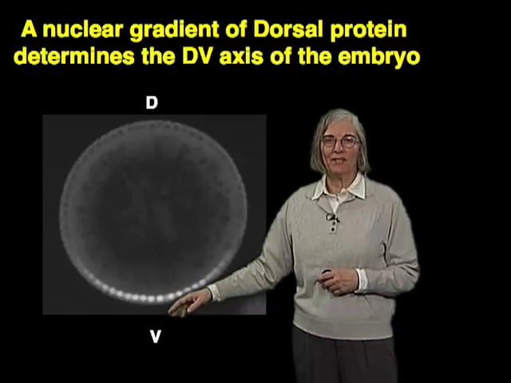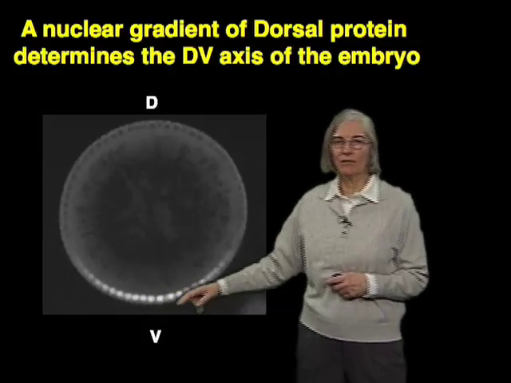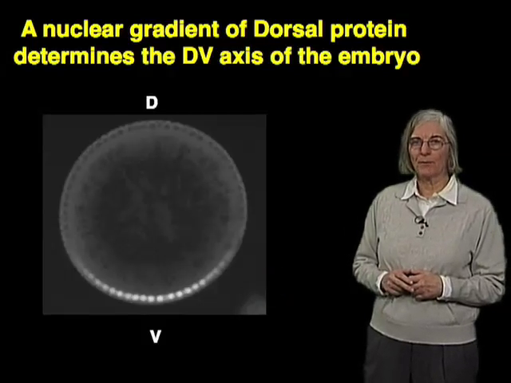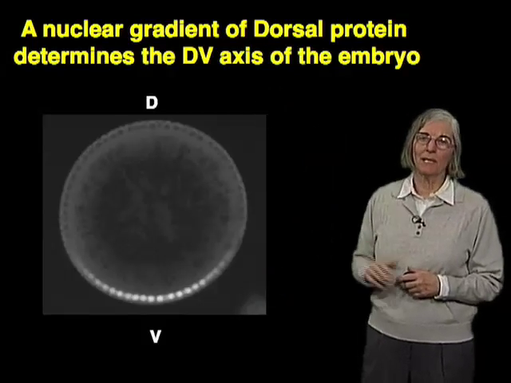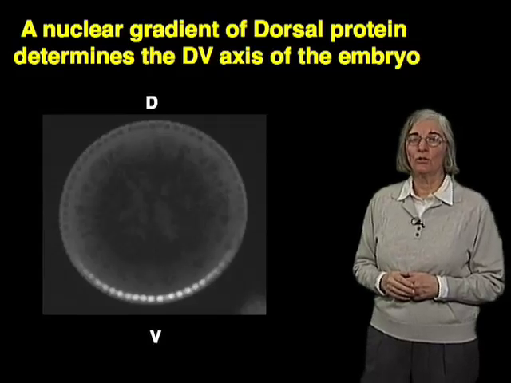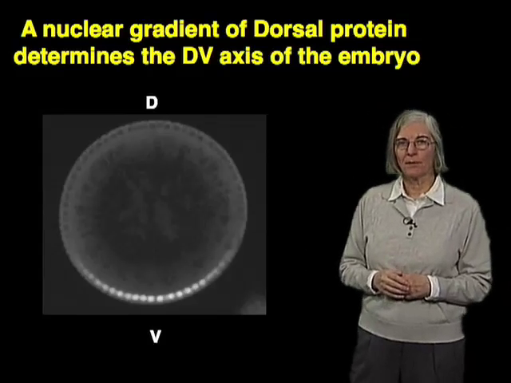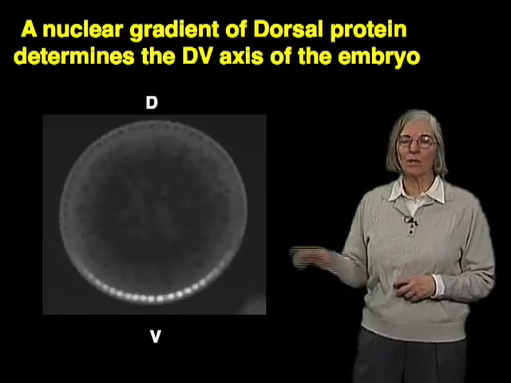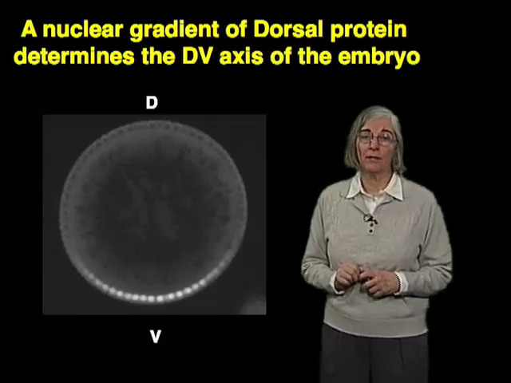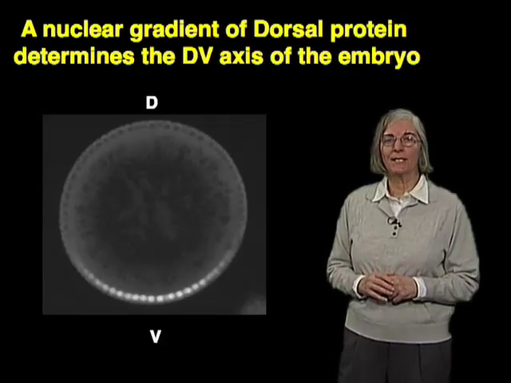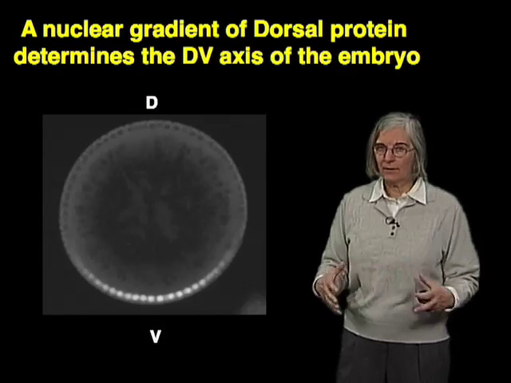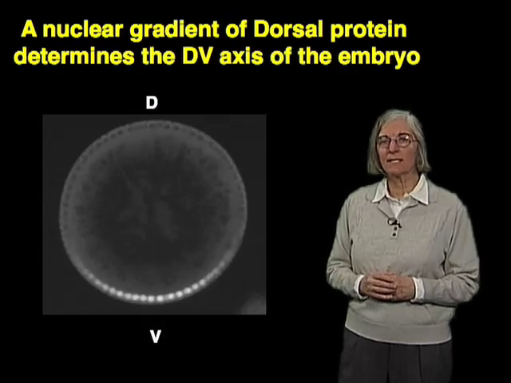The dorsal protein accumulates to very high levels in the nuclei on the ventral side of the embryo. And it is mostly cytoplasmic and not in the nucleus, on the dorsal side of the embryo. Dorsal encodes a transcriptional regulator, and once it's in the nuclei of the ventral embryonic cells, it regulates transcription in these cells and thus establishes ventral cell fates.